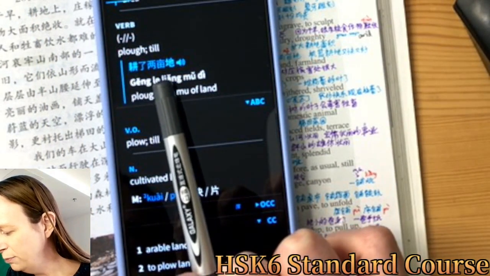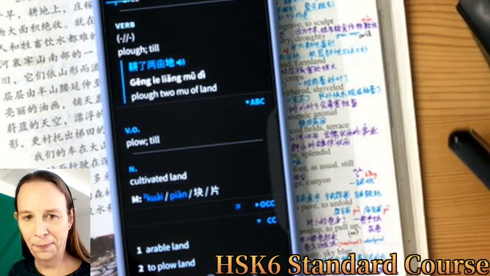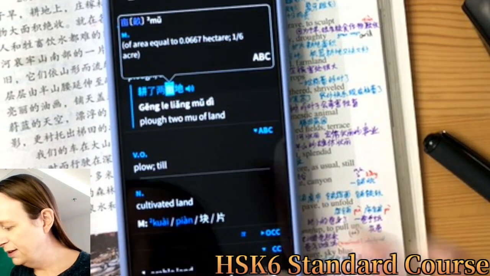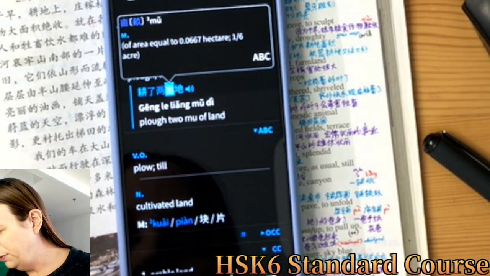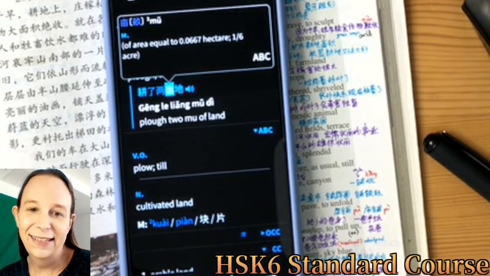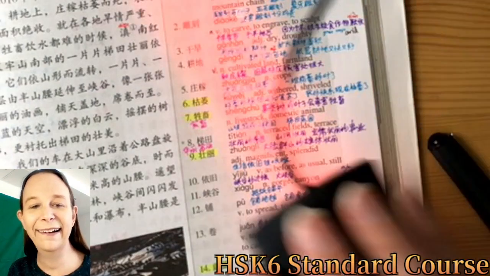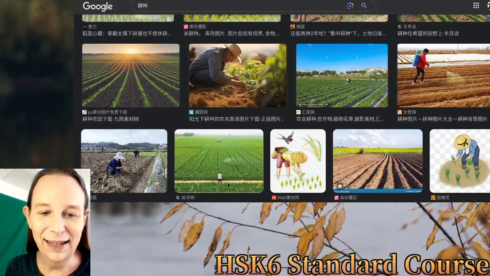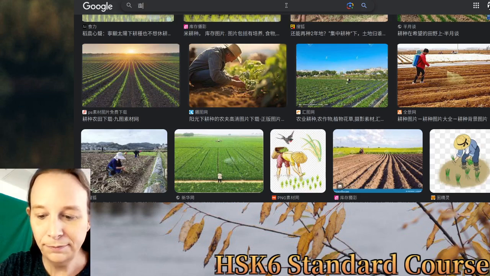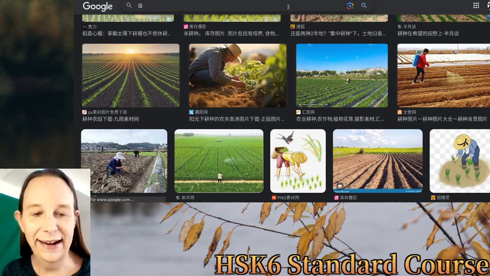This is 耕了2亩地. 亩 is a Chinese unit of area. Okay, equal to 0.0667 hectares. A sixth of an acre. Honestly, I have no idea. How big is a mu? Let's go check it out. It's a lot easier to see it with your own eyes. Mu. All right, how big is a mu?